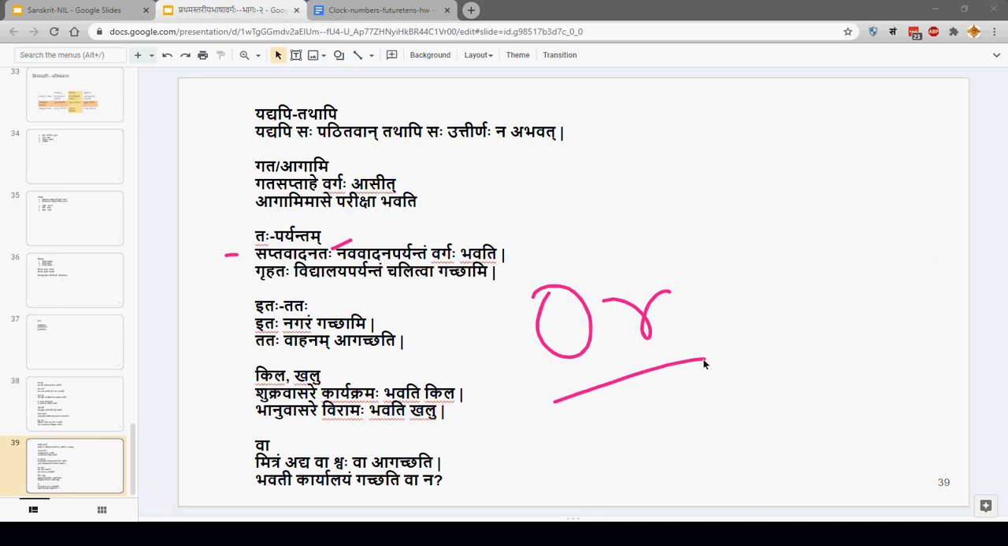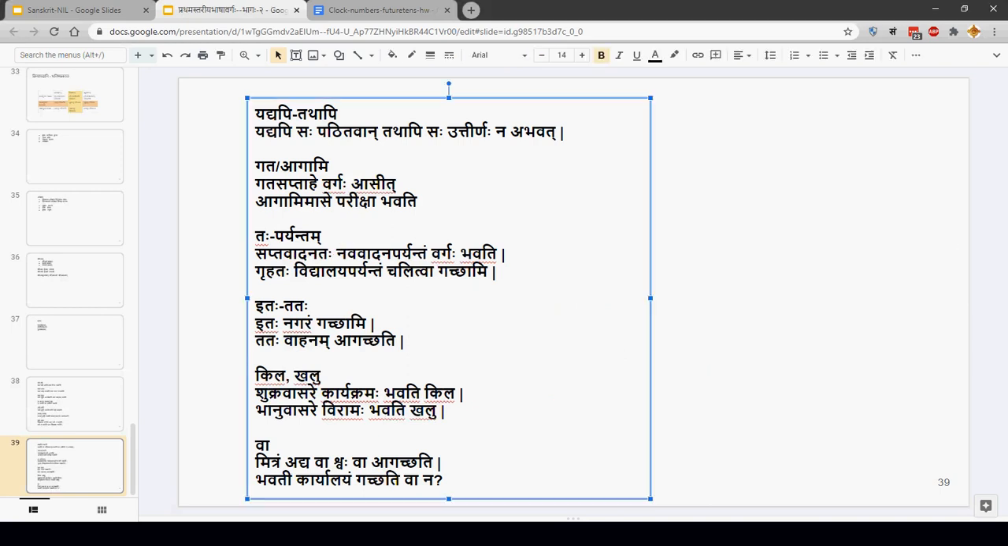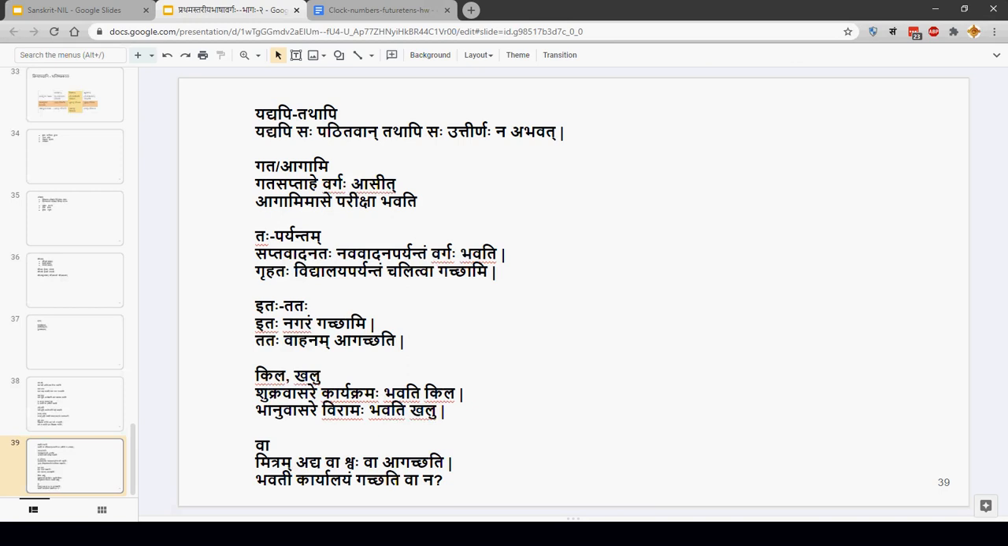Udaharanam, example. Mitram adya va shvaha va agacchati. Mitram, which is friend. Adya va shvaha va. Today or tomorrow. Adya today, shvaha tomorrow. He comes either today or tomorrow. The friend comes today or tomorrow. So here va is coming twice. Even putting it twice is optional. We can put it only once at the end. Mitram adya shvaha va agacchati. That is also correct.